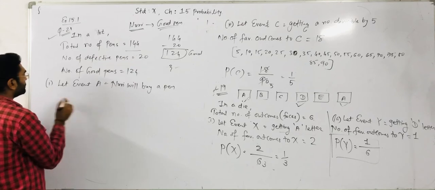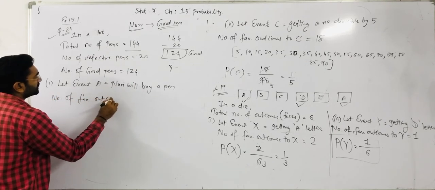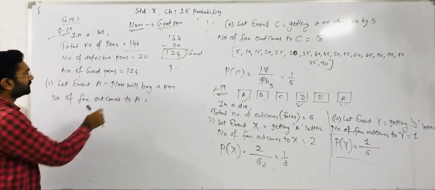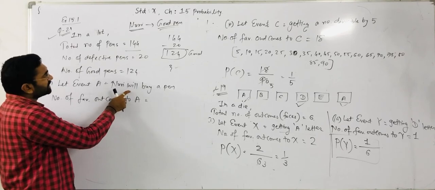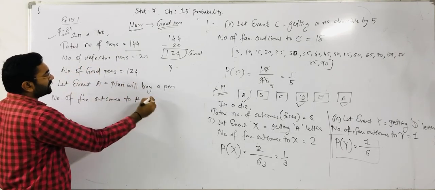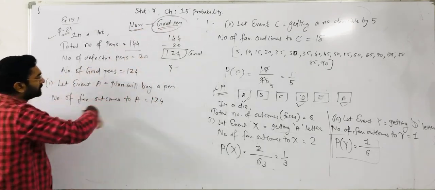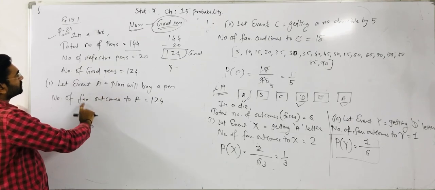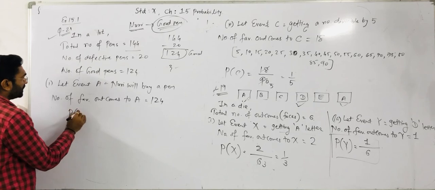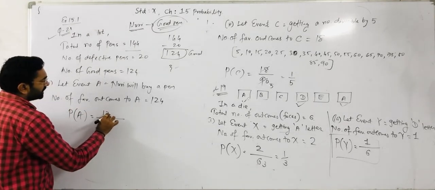So its favorable outcome is what? Number of favorable outcomes to event A. Event A's favorable outcome is Nuri will buy a pen. In which case? If it is a good one. So favorable outcomes we get 124. Good pens given are 124. So for the probability of Nuri buying a pen, its favorable outcome we have to write in the numerator and total number of outcomes in the denominator.